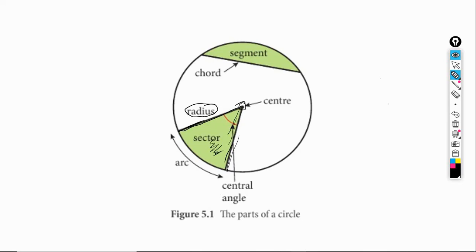This green shaded region is what is known as a sector. So when we talk about sectors, we would be thinking of areas of, say, the slice of pizza. This here is known as the central angle. And it's always going to be a slice in terms of the whole circle, right? So this would be a piece of 360 degrees.